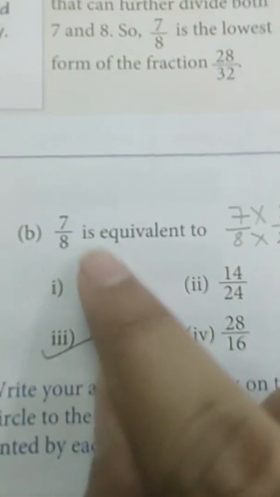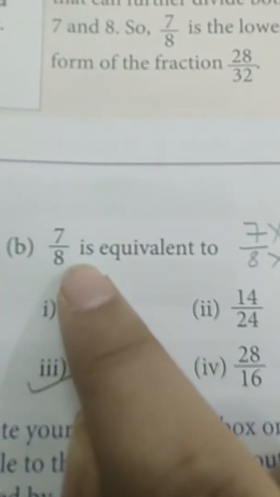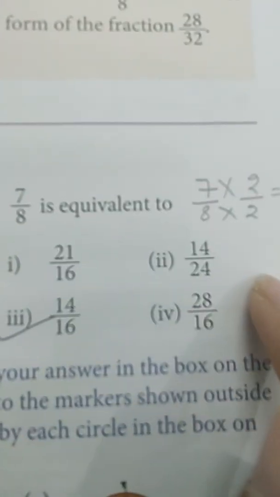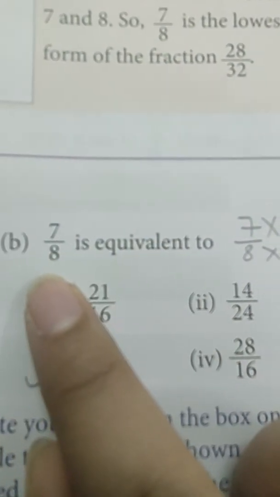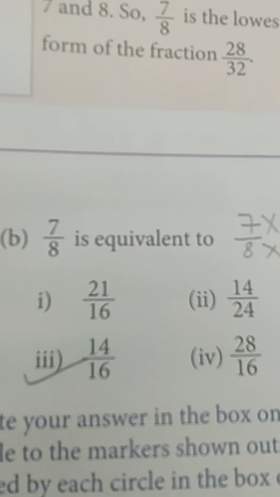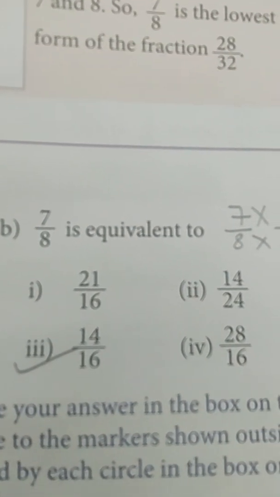Okay, now here 7/8 is equivalent to. So 7 and 8 do not come in the same table. So now what we are going to do, we will get the equivalent fraction by multiplying. Here we have to match. So we are going to multiply firstly by 2. You will not use 1, because if you multiply by 1, you will get the same fraction. Okay, so you have to start with 2.